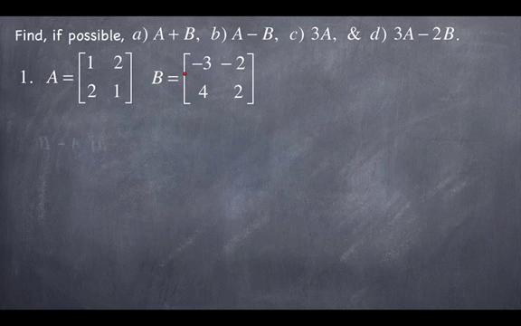So here we go. Here's letter A. Are we going to be able to perform A plus B? And the answer is yes. Why? Because matrix A and B have the same order. This is a 2 by 2, and this is also a 2 by 2.